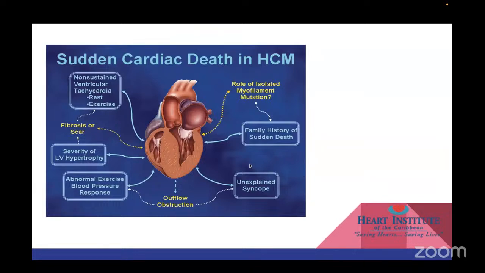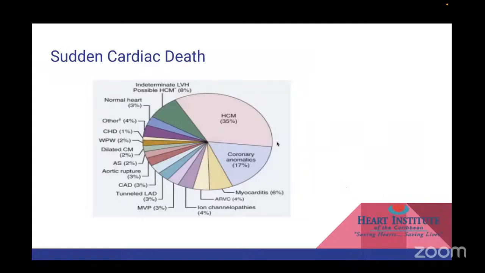And that's really important to know. And that's something I really wanted to highlight in this presentation, as it's the most common cause of sudden cardiac death in young people, including athletes. So anybody with unexplained syncope, family history of sudden death, abnormal exercise pressure response, those are patients that we would have to work up for HCM. And this chart is just highlighting that HCM is the most common cause of sudden cardiac death in young persons. We can see here 35%. And then there's also an indeterminate section as well. So it could even be more.